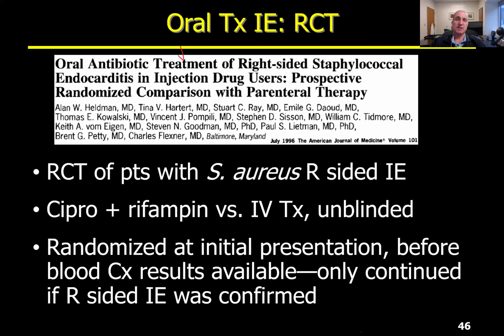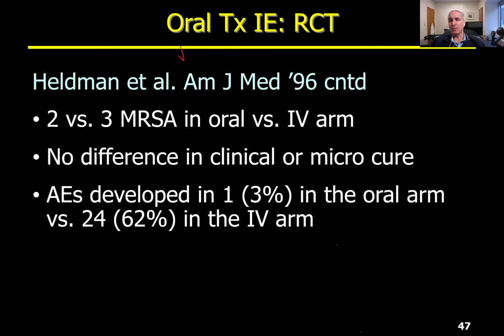And one of the important things about this study is that the patients were randomized in the ED to oral therapy. They got no IV lead-in. They were randomized in the ED to oral versus IV. The oral regimen used was a weird regimen, which most of us today would say, I'm not going to use that. Cipro is not a drug most of us trust for staph anymore because the rate of emergence of resistance is so high with Cipro, but they combined it with rifampin to address that rate of emergence of resistance. There was no difference in clinical or microbiological cure in the study, but there was a massive difference in adverse events, 20-fold higher rate of adverse events in the IV arm than in the oral arm.